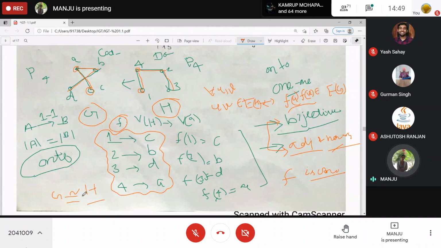And this is the symbol of isomorphic. Is there any doubt? No, ma'am. Okay.